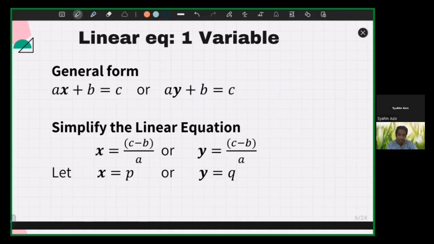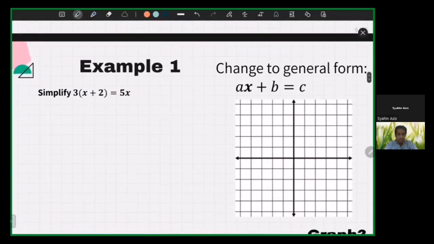Then we simplify the linear equation like this. We get x equal to p and y equal to q. For example, p is 3, and q is 3 also can be. So let's do example 1.